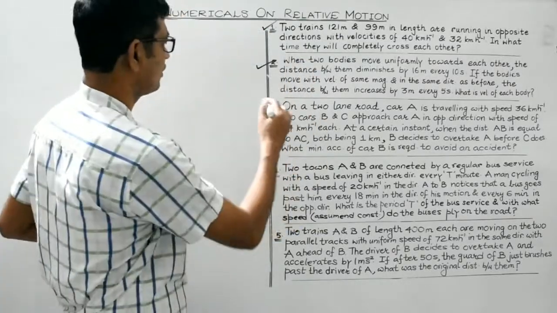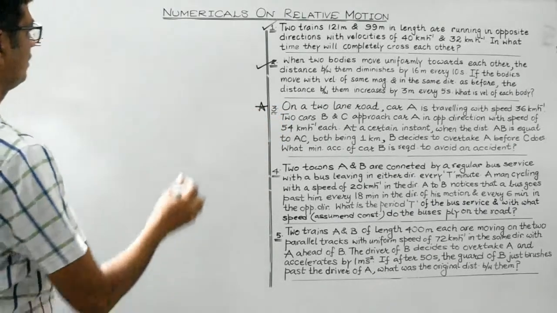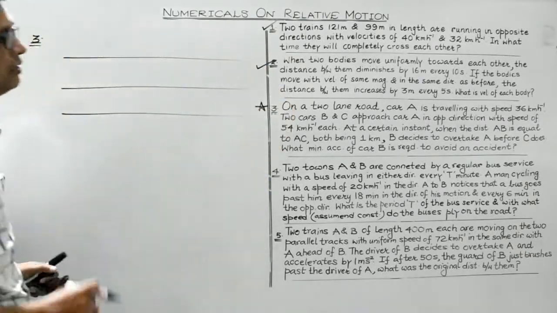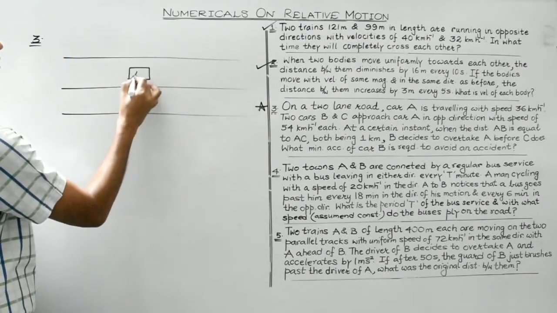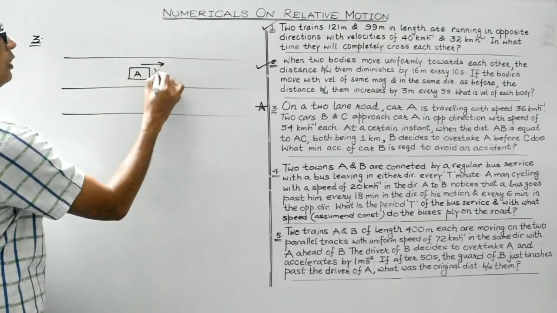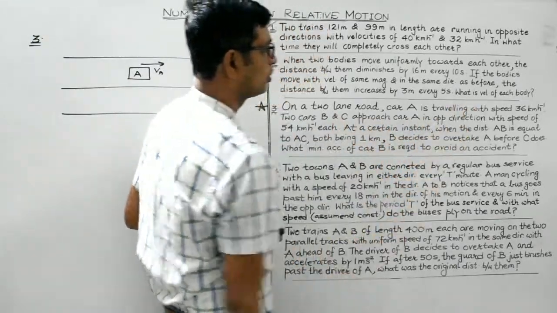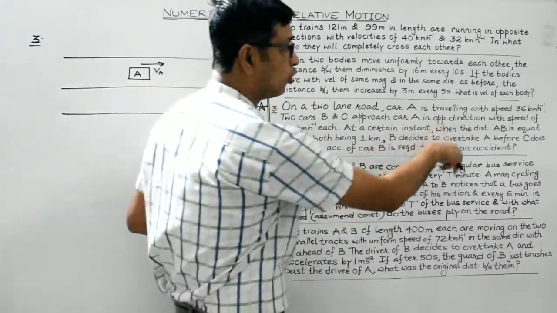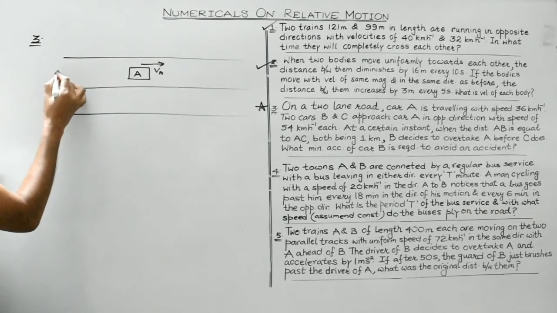Try to visualize this situation. It's a very, very interesting question, students. It's like this. Suppose this is the road. Car A is traveling with a speed of VA. Two cars B and C approach car A in the opposite direction. And B needs to overtake car A, so B must be behind car A. So this is where car B must be.